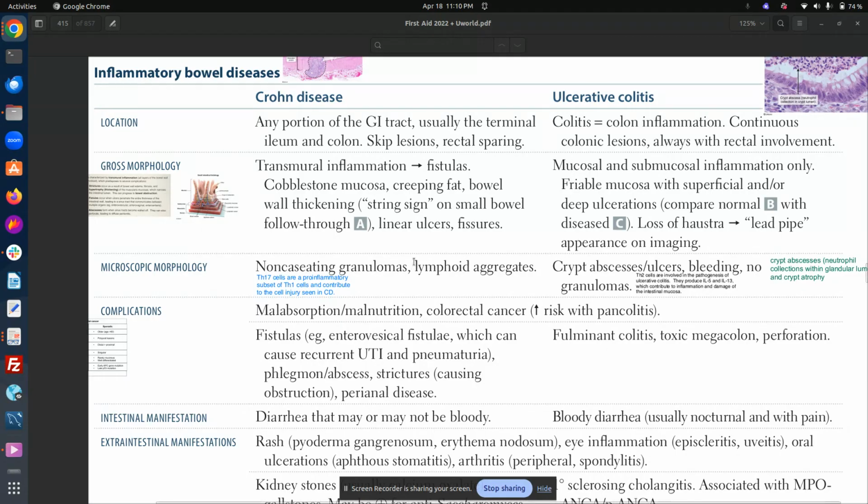Now in gross morphology, we'll see linear ulcers and we'll see fissures. I've already talked about fissures. There will be edema and thickening of the muscularis mucosa that lead to formation of fissures and eventually bowel obstruction. Okay, on microscopic morphology, we see non-caseating granulomas. There are two types of granulomas: the caseating granulomas, which we see in tuberculosis on histology, and the second is non-caseating granuloma. So in Crohn's disease, we see non-caseating granuloma.